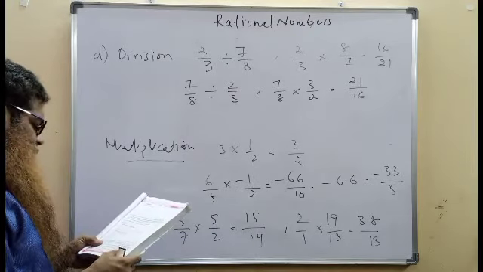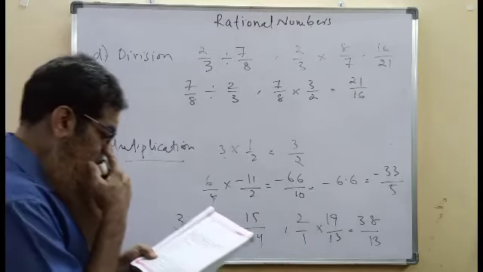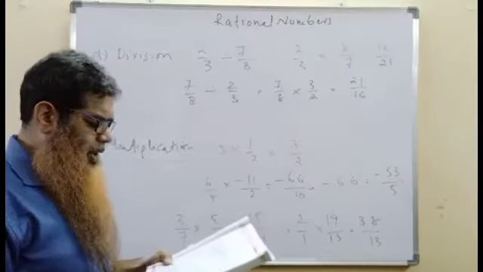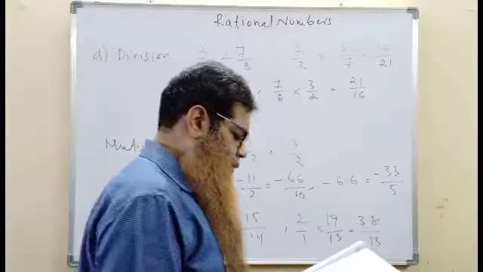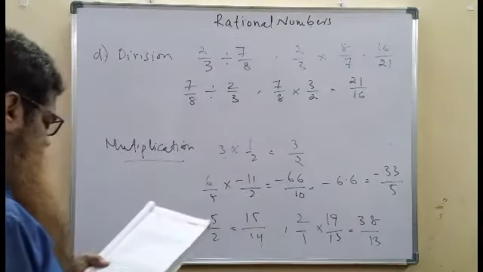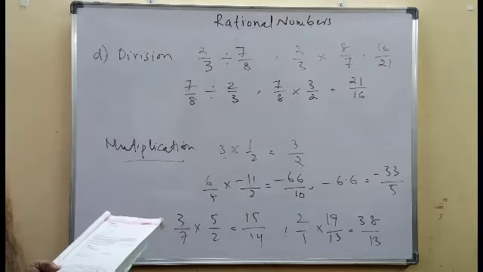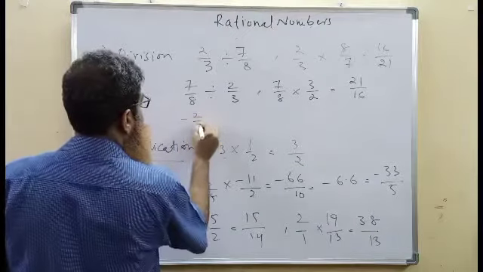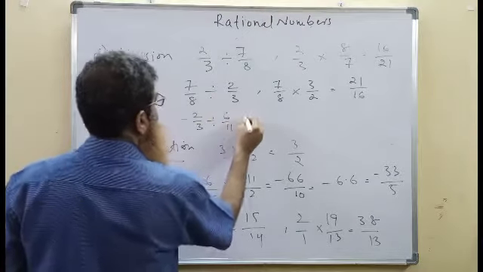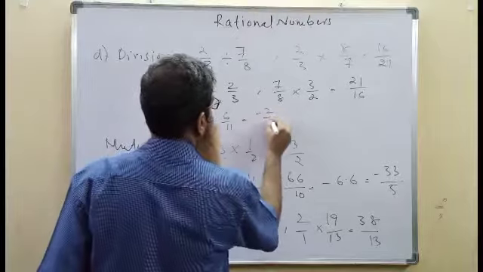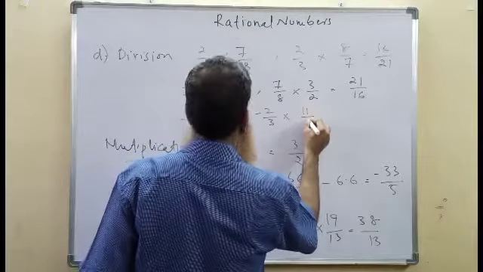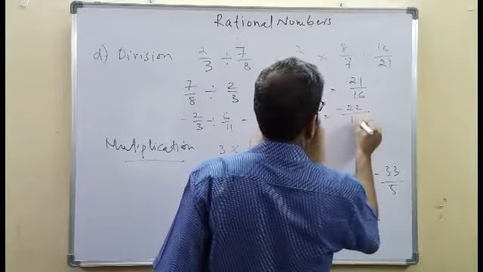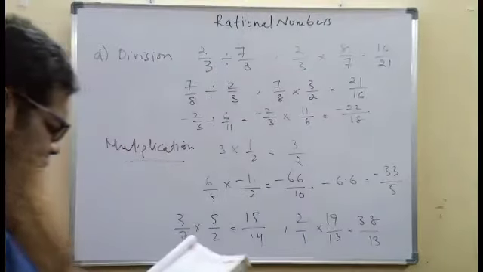5 by 7 divided by 2 by 1 is equal to 5 by 7 multiplied by 1 by 2, which is equal to 5 by 14. Minus 2 by 3 divided by 6 by 11 is equal to minus 2 by 3 multiplied by 11 by 6. It is minus 22 by 18. Again, it's a rational number.